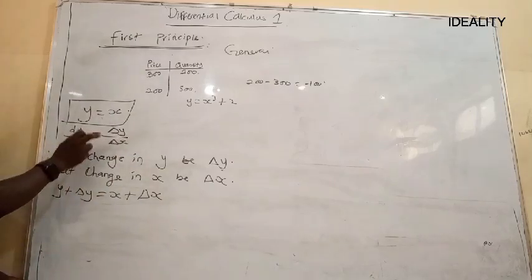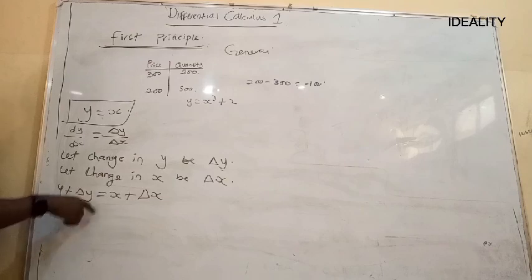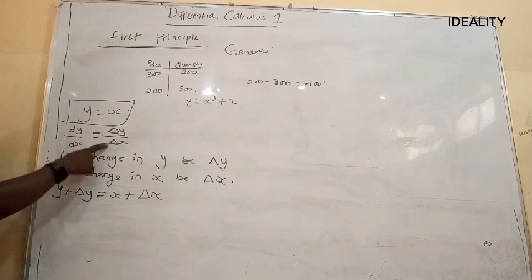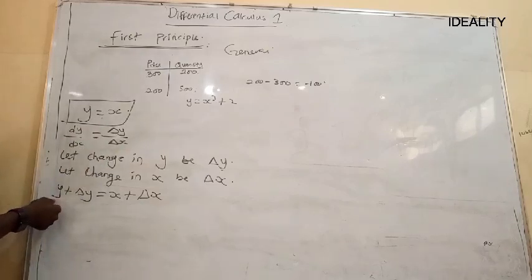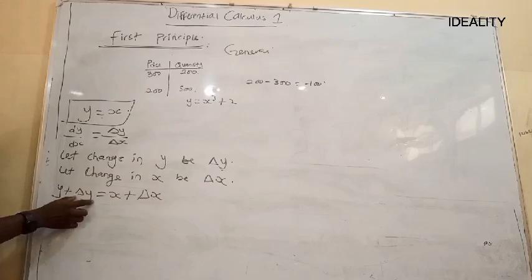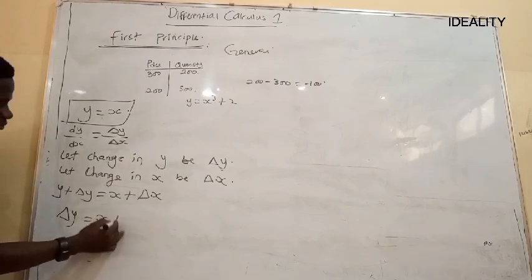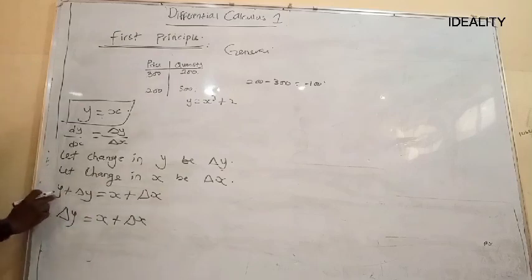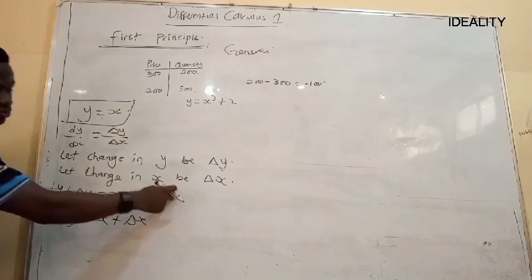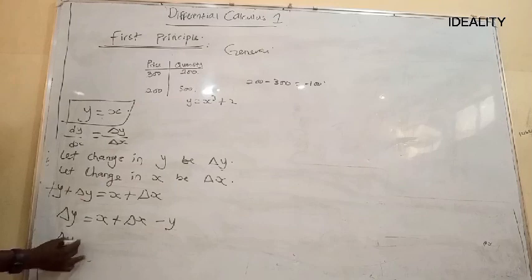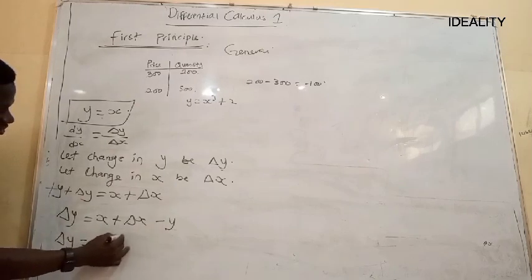Now, from what we have here, I have y plus theta y is equal to x plus theta x. And I want to look for theta y over theta x. What can I do here? I can simply bring this y to the other side. Let me make this theta y be on its own. So that we have theta y equals x plus theta x. Then this y is crossing the equality sign. It is an invisible plus here, then it is turning to minus. So minus y.